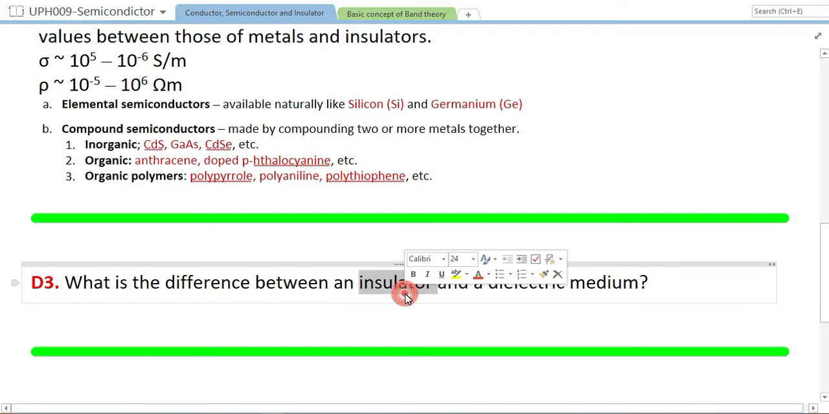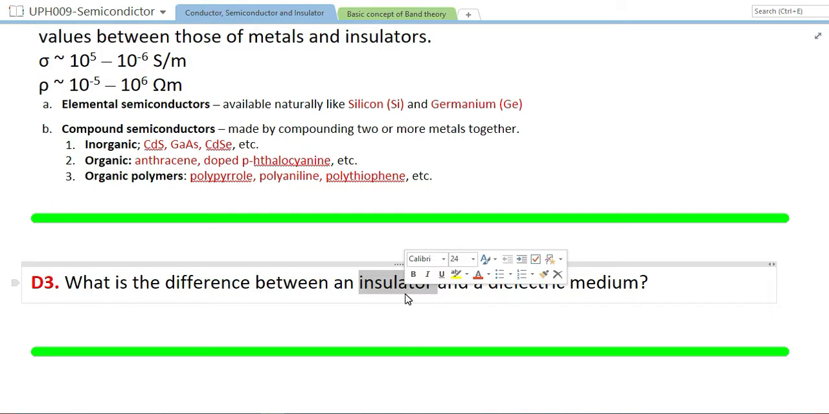Insulators just don't get polarized. So within the insulator materials, there is no polarization. Dielectric mediums are polarized, and that's how they don't conduct, because those polarized charges are stable. They are localized. They don't move. And that's why there is no flow of current, so no conductance. Insulators basically have no available free electrons in those materials.